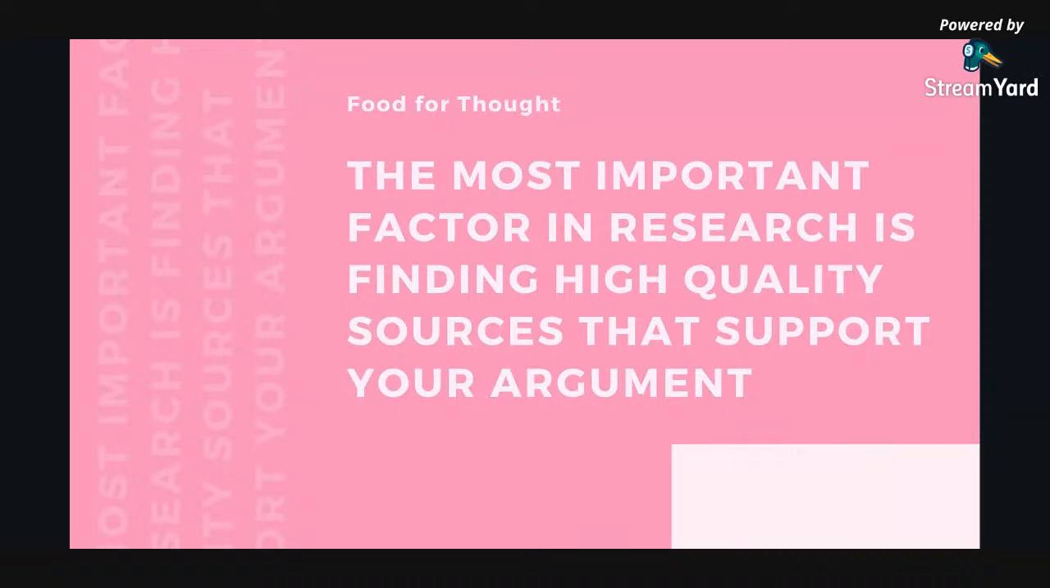So one thing that I want you guys to think about: the most important factor in research is finding high quality sources that support your argument. If it does not support your argument of what you're trying to say, then what's the point of even having it, right? And also, if they aren't high quality sources, then that makes your argument super weak.